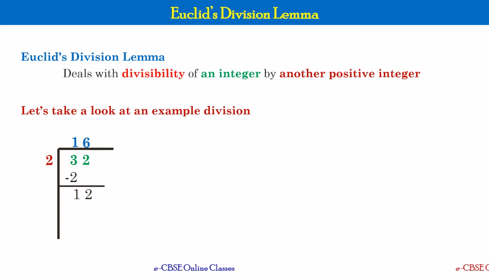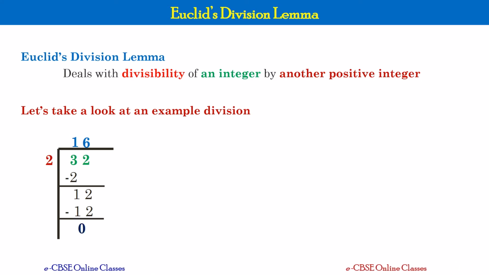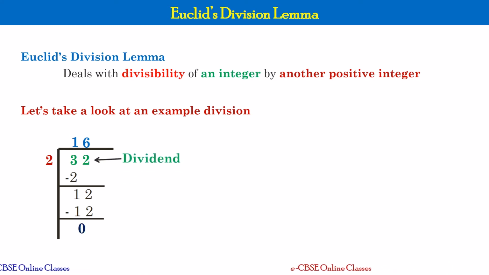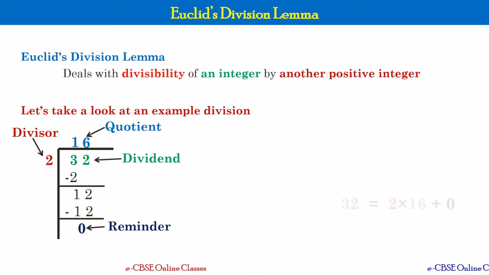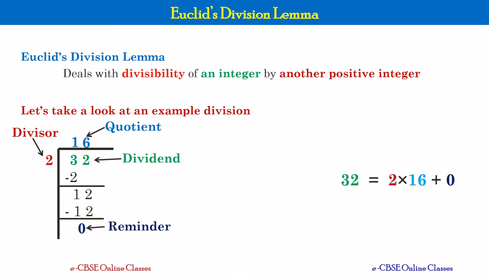So 2 times 6 is 12. Subtract 12 from 12. We are left with 0. Here the number 32 is called dividend. The number 2 is called divisor. Number 16 is called quotient. And number 0 is called remainder. So we can write 32 is equal to 2 times 16 plus 0.